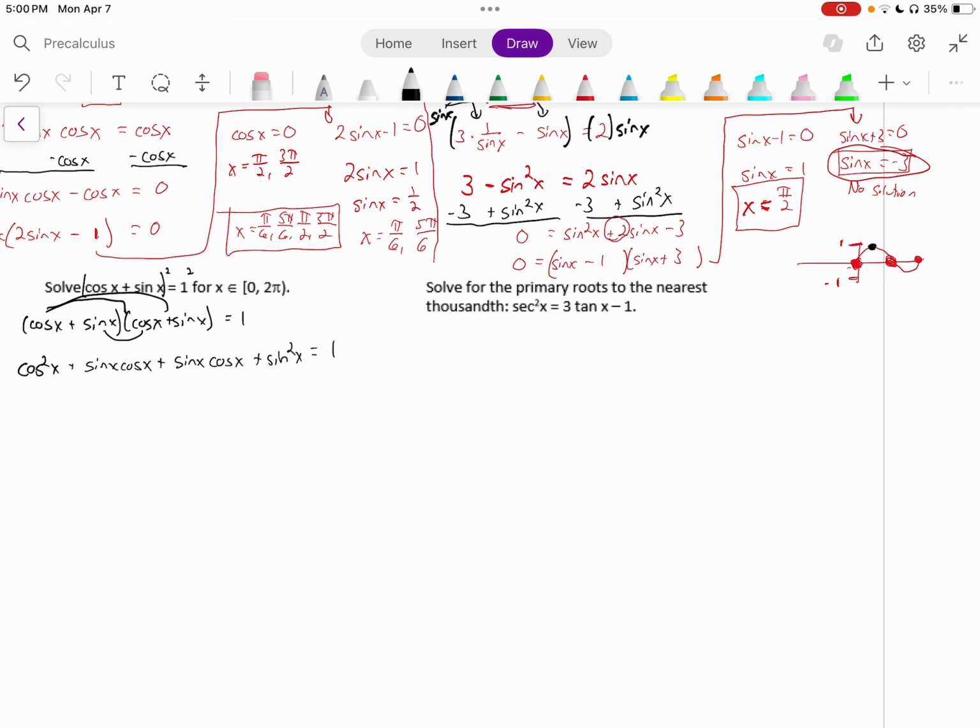Well, we know that sine squared plus cosine squared equals 1. I'll put that at the end here. So plus 1, that's those two things that are circled, sine squared plus cosine squared equals 1. This combines to equal 2 sine of x cosine of x, and then that's equal to 1. We can subtract 1 from both sides. That'll be nice. So that will give us 0.